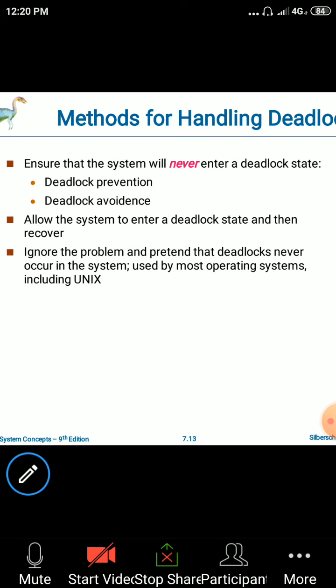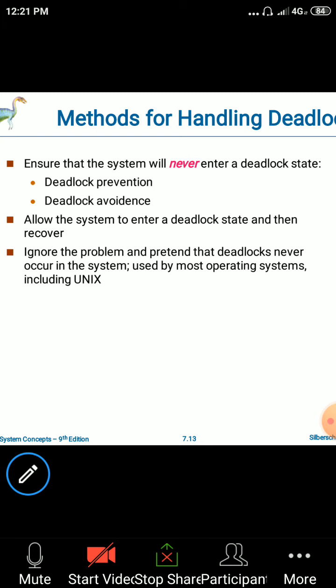In the previous class, I already explained the necessary conditions for deadlock to occur, right? We discussed four necessary conditions. What are those? Mutual exclusion. Second one is hold and wait. Third one is no preemption, and the fourth one is circular wait. If all these four conditions hold, then only will deadlock occur. If one of the conditions does not hold, then deadlock will never occur.